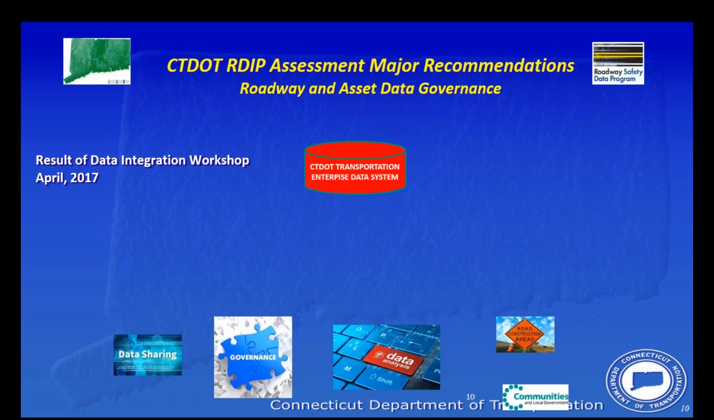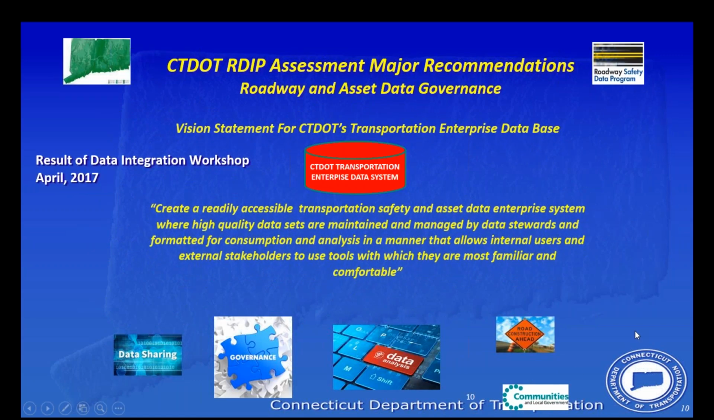So we took these recommendations to heart and very quickly decided to reach out to Federal Highway to have them host in April of 2017 a data integration workshop. And as a result of that, we learned everything that we needed to know about how to integrate data. And we had already done a lot, and Bill in his efforts had done a lot to integrate systems on the engineering side. But we came up with this statement of what our vision was for the system.